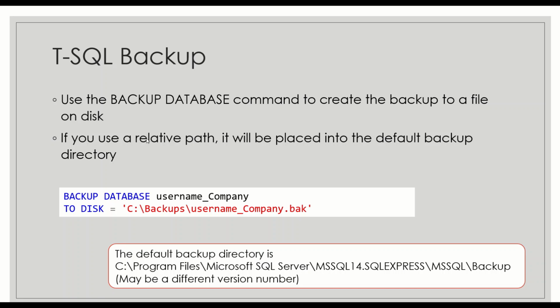You can also use a relative path. If you use a relative path, it goes into your database server's default backup directory. On my computer, it's listed here in C, program files, SQL Server, etc. It creates a backup directory for you if you don't explicitly specify a path to the file. Now, your default backup directory might be different depending on which version of SQL Express you've installed and where you've chosen to install it on your own computer.